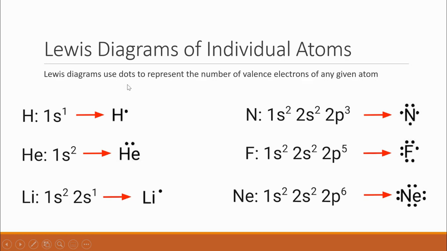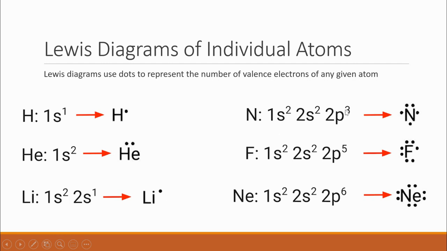So Lewis dot diagrams can also represent an individual atom. The Lewis dot diagrams only represent the valence electrons in a given atom. So hydrogen is 1s1, it has 1 electron in its first energy level, so it has 1 valence electron as well, so it just has 1 dot. Helium is 1s2, it has 2 electrons in that first shell, but it only has 1 shell, so that's the valence shell, so it has a total of 2 electrons. Lithium is 1s2, 2s1, so the second shell is its valence shell, and it has 1 electron in that second shell, so therefore it has 1 dot.